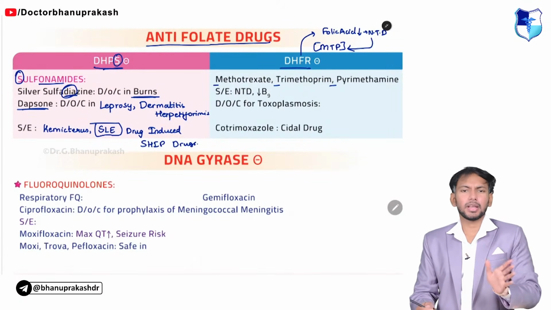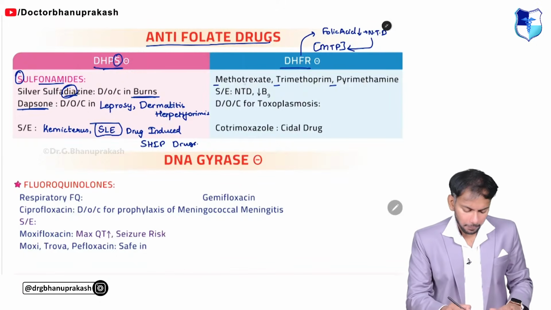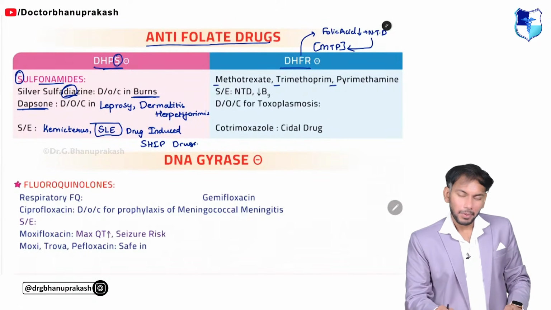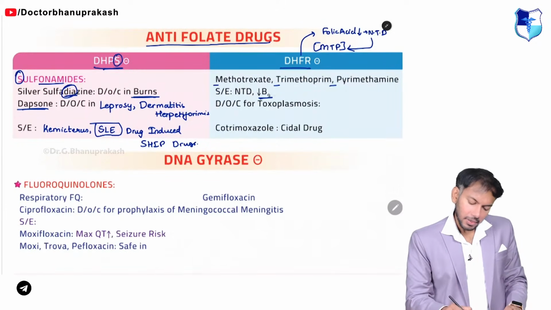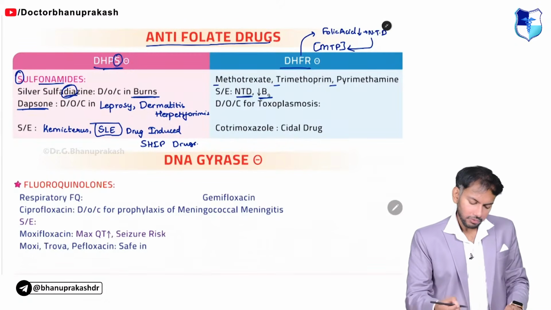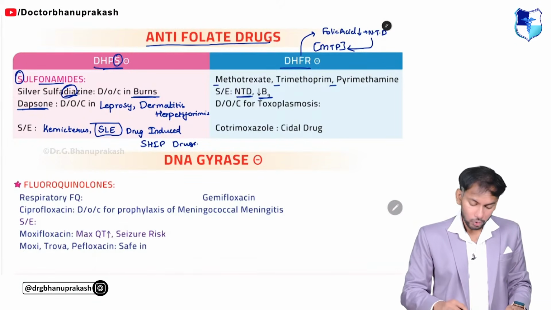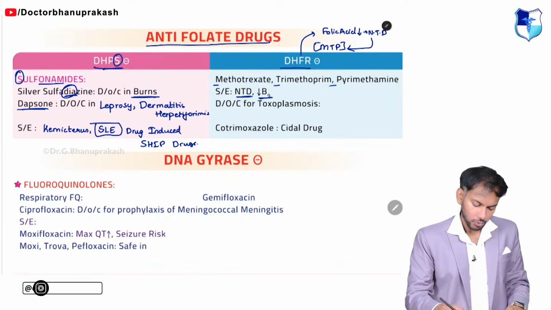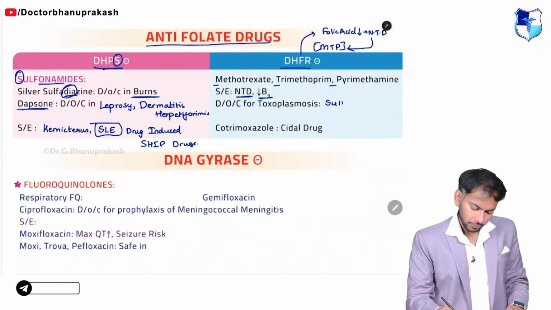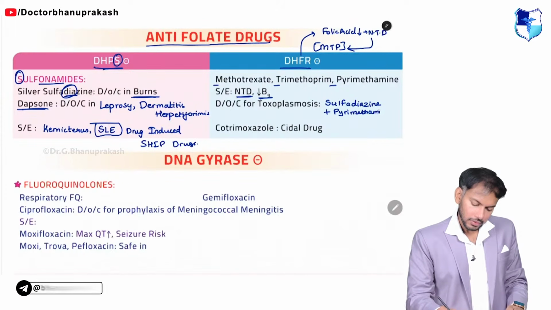Now, coming to DHFR blockers, we have methotrexate, trimethoprim and pyrimethamine. Since they decrease the folic acid, they will cause neural tube defects. Now, what is the drug of choice for toxoplasmosis? It is sulfadiazine plus pyrimethamine. This is the drug of choice. But in pregnancy, you cannot give this because they are contraindicated. In pregnancy, you will give spiramycin.